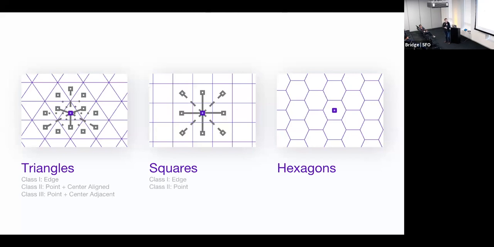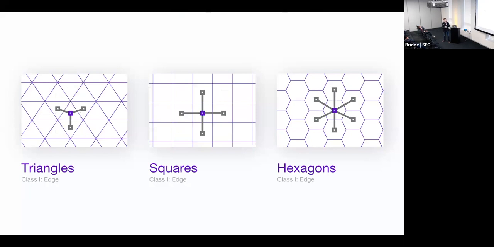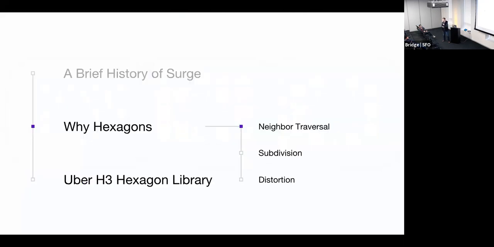Squares are in better shape, so you have edge to edge, and you've got point to point, so you've only got two different ways to deal with that. It's better, but still a problem. Hexagons, for this specific problem, are in the best shape because traversing from hexagon to hexagon will always be the same distance. So of the three choices, hexagons are the best solution for neighbor traversal.